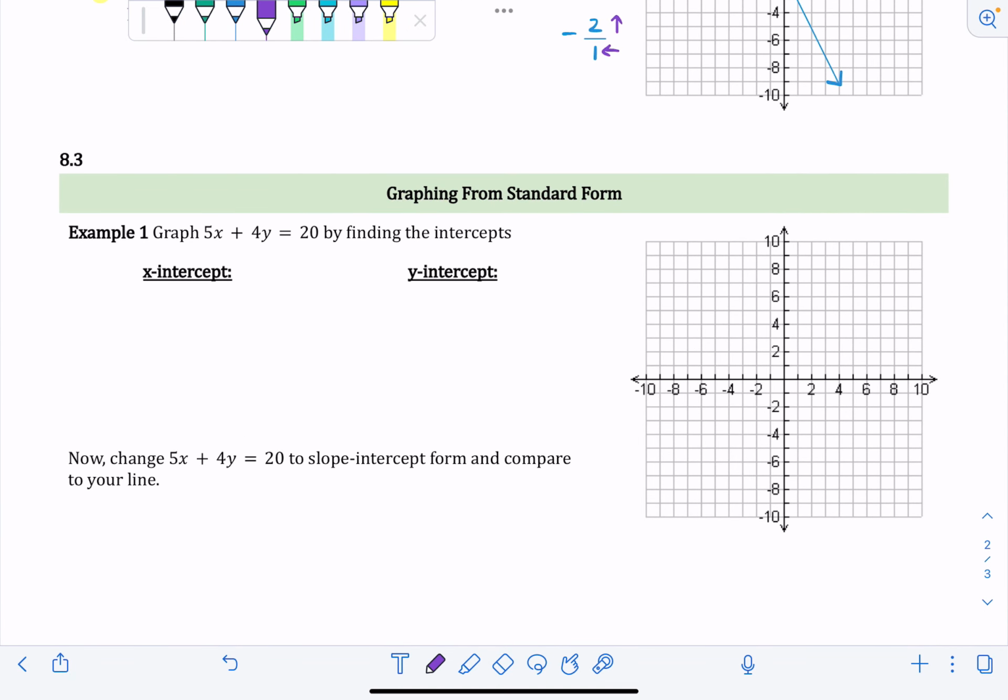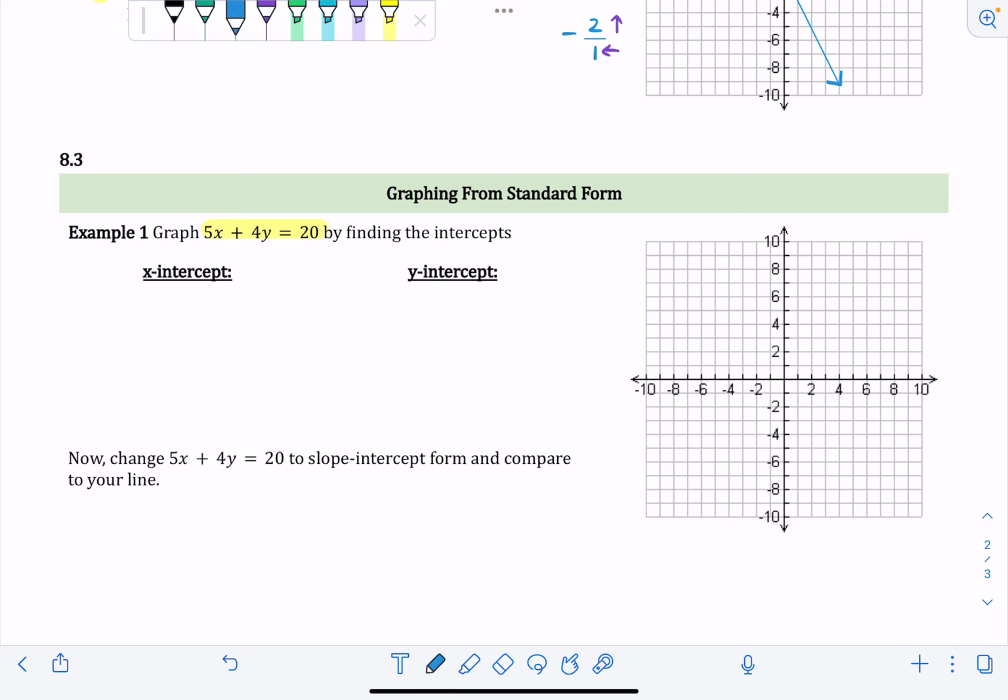Okay, so 8.3 is graphing from standard form. There are a couple different ways that you could approach it. One is by finding the intercepts, and one is by just changing it to slope-intercept form, which is y equals mx plus b. We're going to go through the intercepts way first, and then see how it matches up with our slope-intercept form. So example 1, this is the only one from 8.3. Graph 5x plus 4y equals 20 by finding the intercepts.